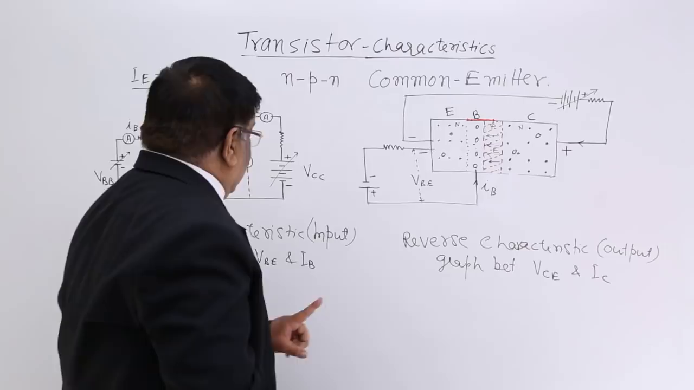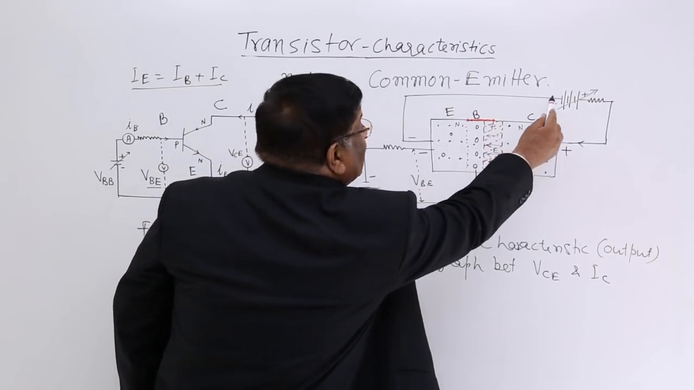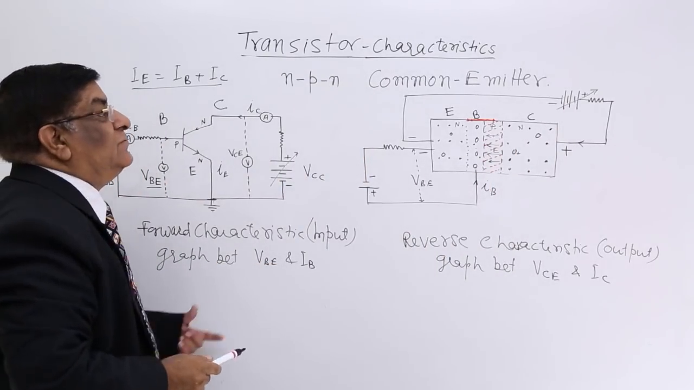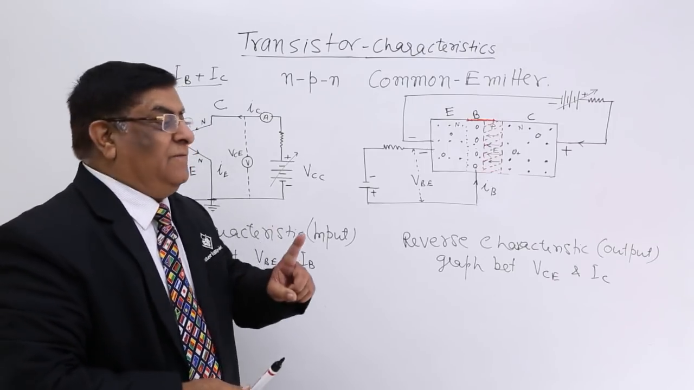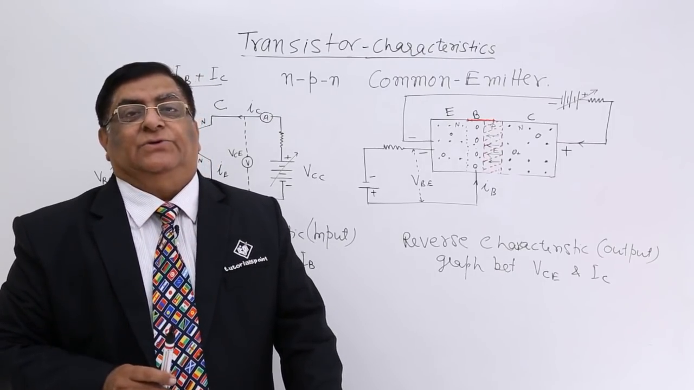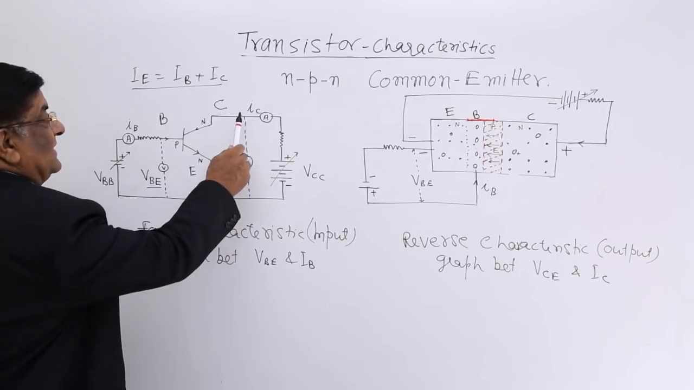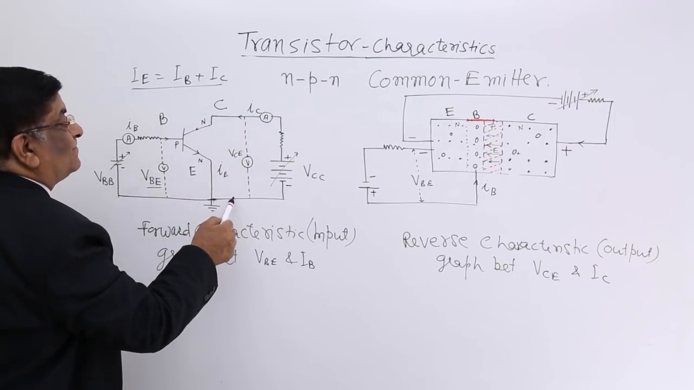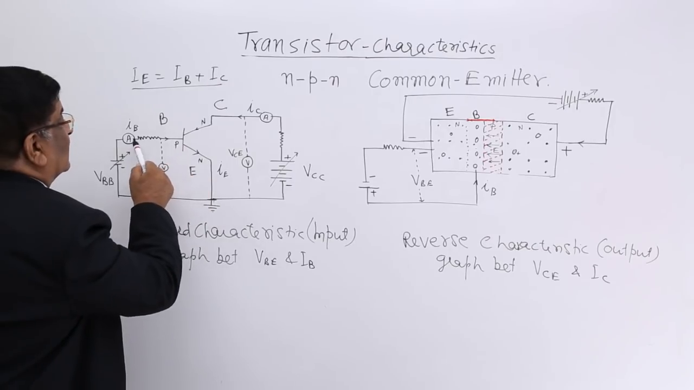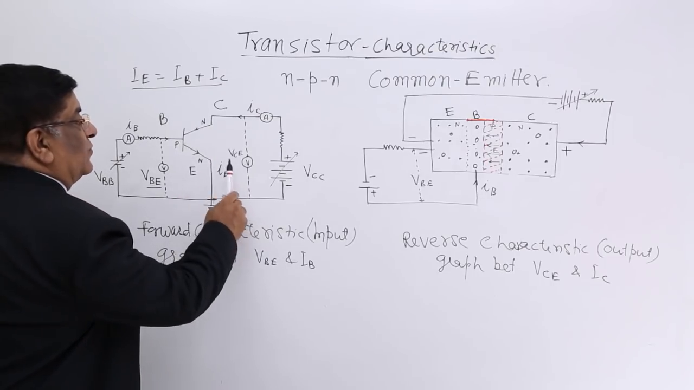Why? Because we are studying the relation between VBE and IB. And if IB is affected by this voltage, then this will not be our true reading. So what should we do? When we are studying the variation between two quantities, all other quantities which may affect it should be kept constant. Which is the other quantity which may affect? Our answer is this VCE between the two may affect this current. When this is sending more or less charges here, this current changes. So we should not allow this to change. So this we have to keep constant.